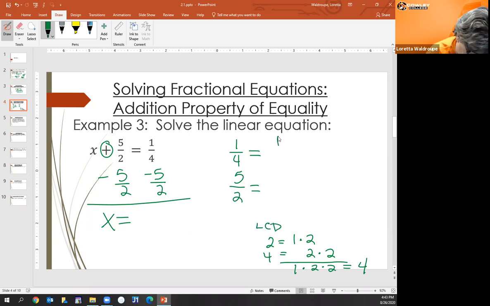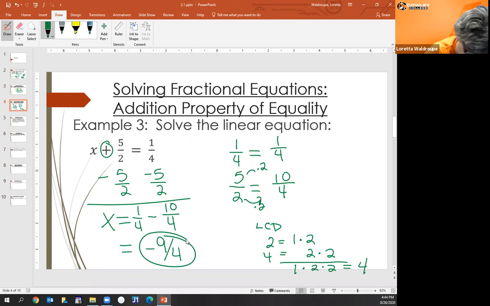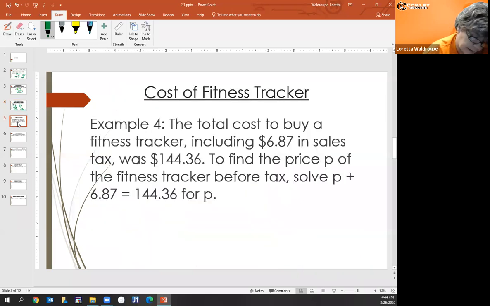So I'm going to leave 1/4 as 1/4, but I want to write 5/2 with a denominator of 4. I take 2 times 2, so I have to take 5 times 2. So I could say x equals 1/4 minus 10/4, which is -9/4, because you subtract your 1 minus 10, but you leave your denominator the same. Okay?